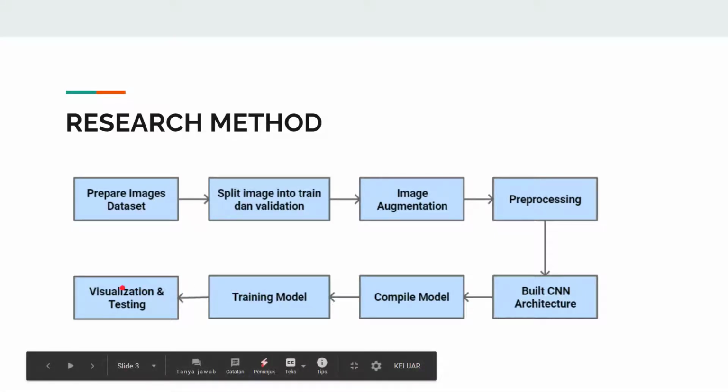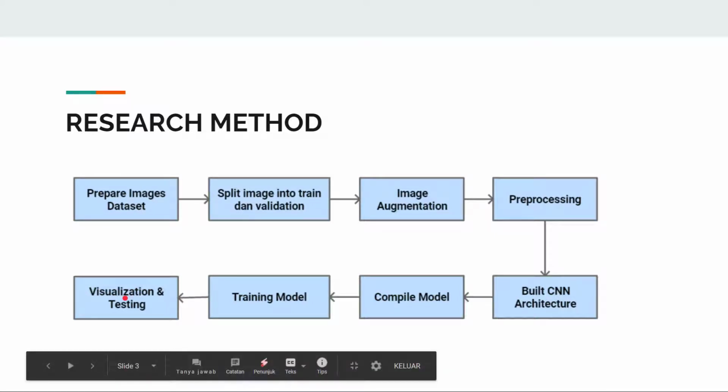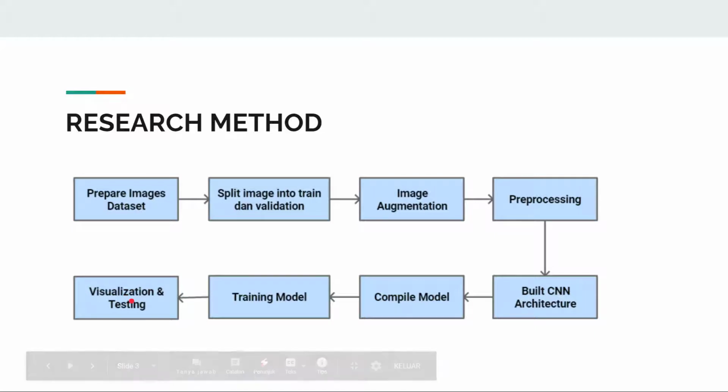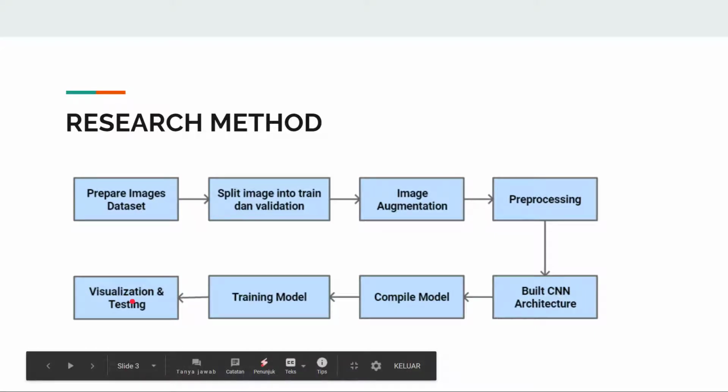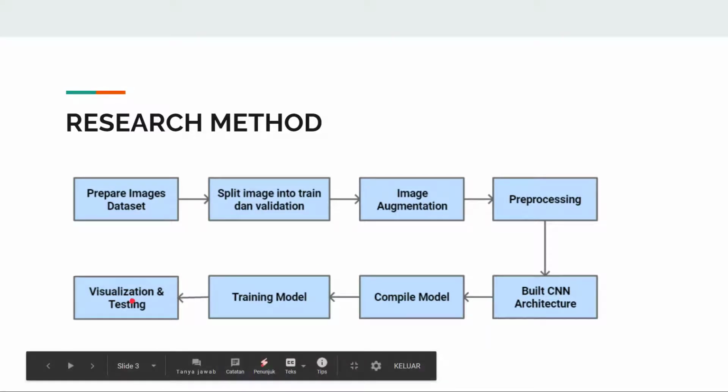The last step is to find out the accuracy of the model. Then we test the model with a sample image. Based on testing, the model that we built has been able to do classification accurately, with an accuracy value above 90%.